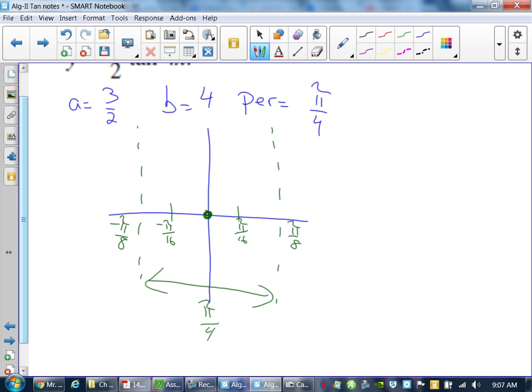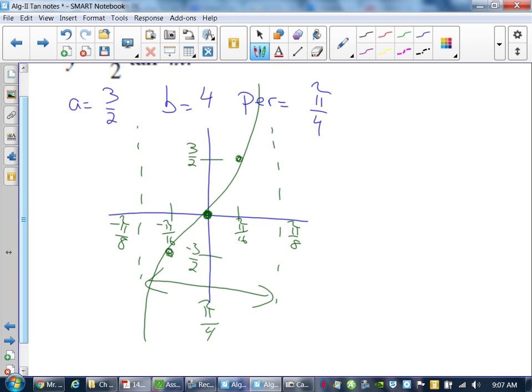My a values are the other spots that I put on the y-axis. My a values are 3/2, and the other one would be at negative 3/2. So I'll just label it 3/2, negative 3/2. Was the a value positive or negative? So it's going to be going up and to the right, so I put a dot here, here, and here. And there's my curve.